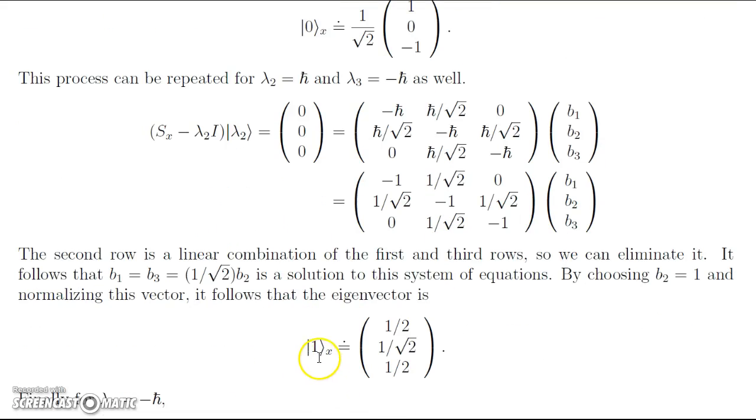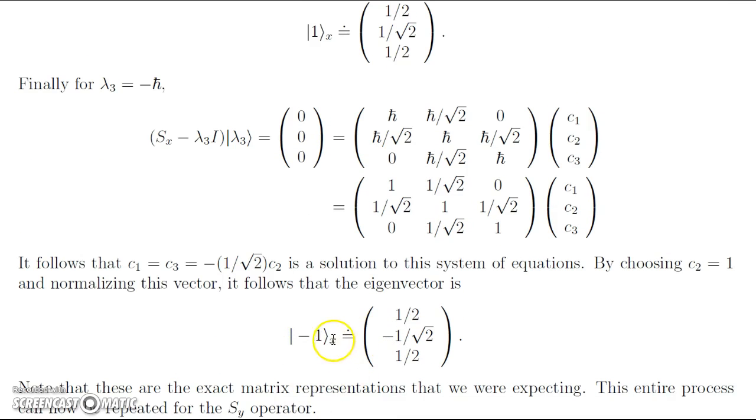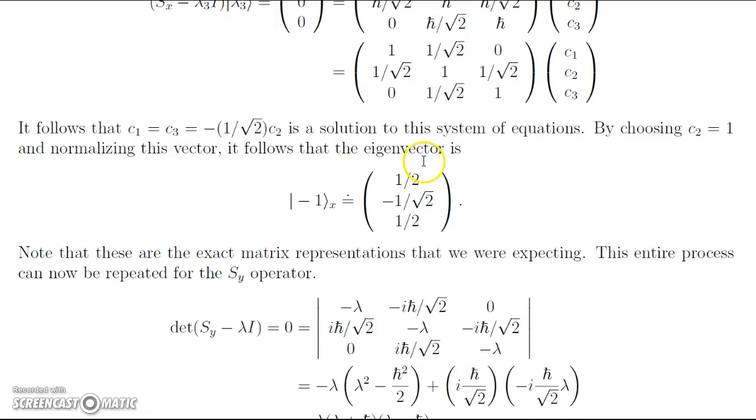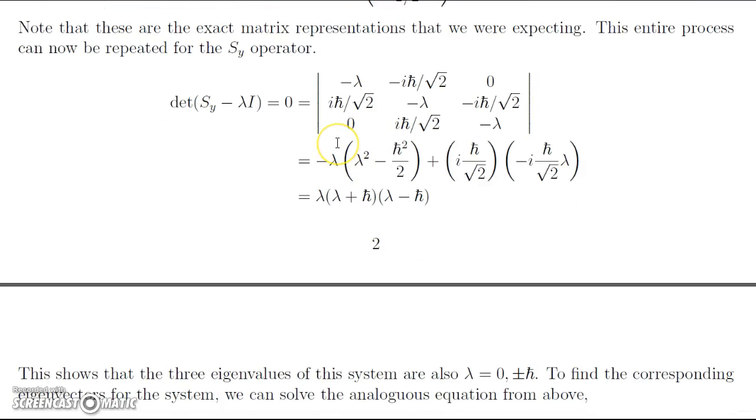And if we do so, we get that |1x> can be represented as (1/2, 1 over root 2, 1/2). And lambda 3 can be represented as |negative 1x>. It can be represented as (1/2, negative 1 over root 2, 1/2), which are the values that are given in the book for these three eigenstates. So now we can just do this again for the S_y operator.